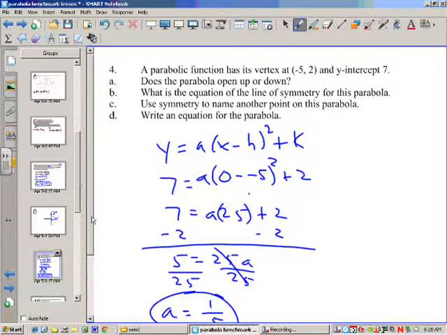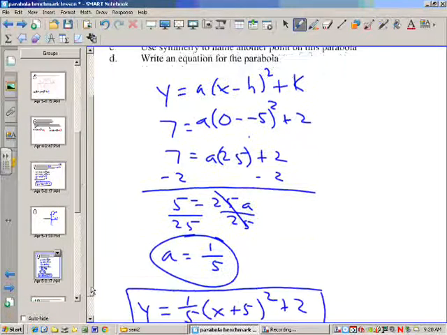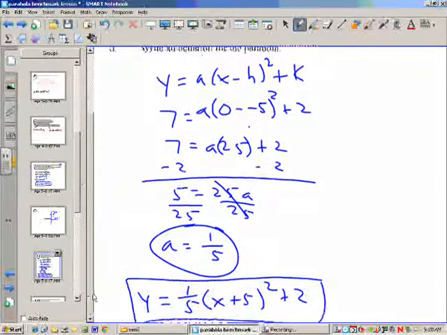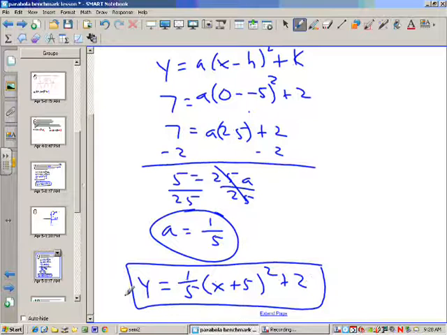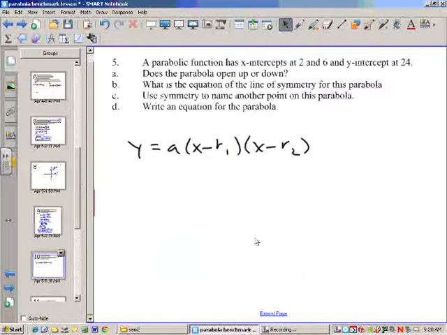Here's an example of another vertex problem. Plug in the values, simplify, undo. In this case, it's a 25, so I'll divide by 25, and then get an a of 1/5. Plug in the a, h, and k, and we're done.